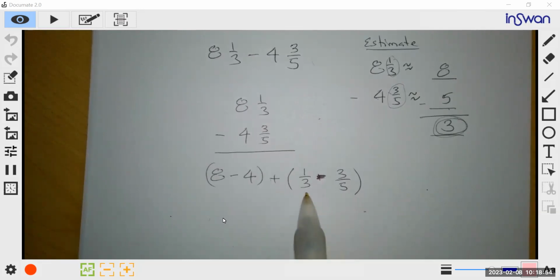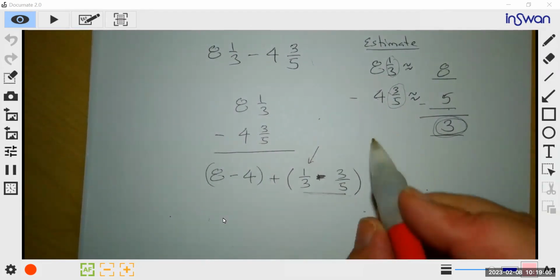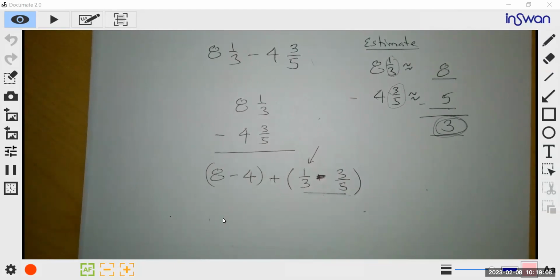We can never have a negative answer inside here. In other words, whatever's in front has to be bigger than whatever's behind it. Is it? No, because if we look at this thing, what's the smallest number 3 and 5 go into? What's the LCM of 3 and 5? 15.